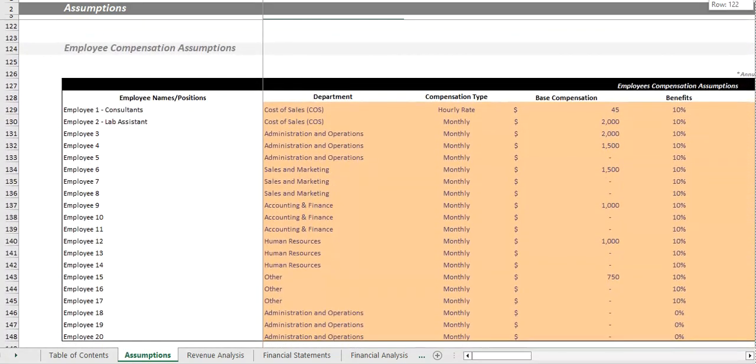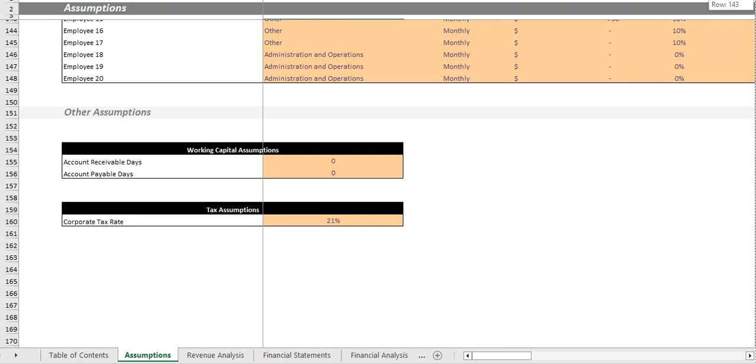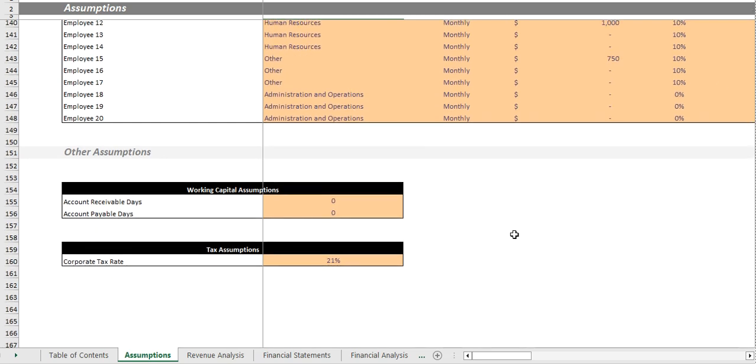Then we have the employee compensation assumption, also called the payroll, which shows different number of employees, their salary, their benefits, and their bonus percentage. Then we have some other assumptions such as the working capital assumptions and the tax assumptions.